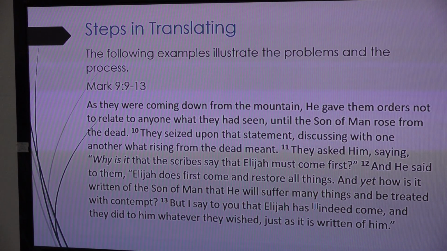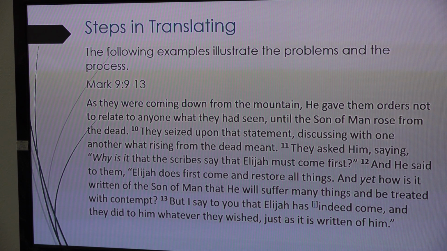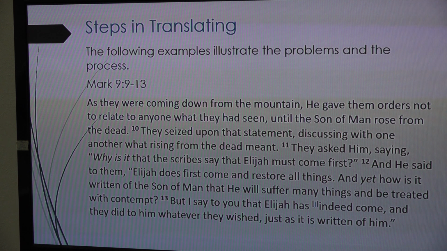Mark 9, 9 to 13. This is following the episode of the transfiguration of Jesus on the mountain, and Peter, James, and John are with him. And he's transfigured, and he's bright and shining, and he talks to Moses and to Elijah. Then we pick it up in verse 9. As they were coming down from the mountain, he gave them orders not to relate to anyone what they had seen until the Son of Man rose from the dead. They seized upon that statement, discussing with one another what rising from the dead meant.